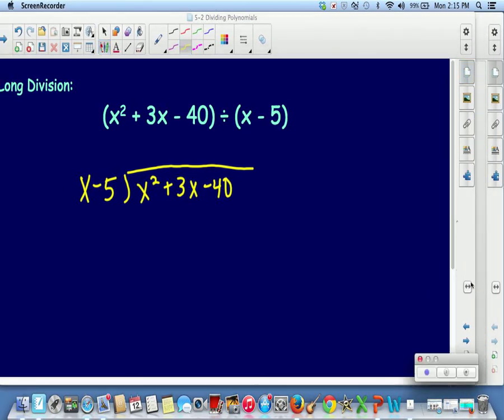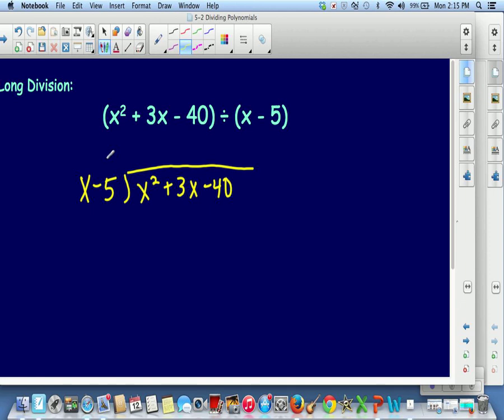Okay, and we're going to look at these first terms here. So x squared divided by x. Just think of it as we're looking at x squared divided by x, which is going to be x, and I'm going to keep my powers aligned. So this is the x right here.